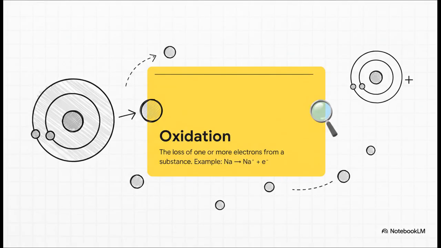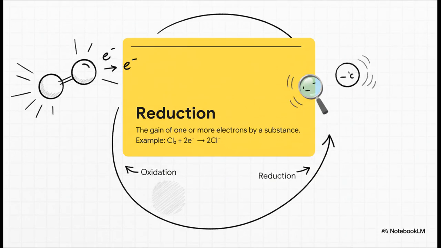All right, let's break that down. Oxidation, the loss of electrons. A perfect example is a sodium atom. It's got that one lonely electron in its outer shell that it's just dying to get rid of. When it loses that electron, it becomes a positive sodium ion. It has lost an electron, so it has been oxidized. Simple. And reduction, you guessed it, is the exact opposite. It's the gain of electrons. A chlorine molecule is more than happy to snatch up a couple of electrons and become negative chloride ions. It gained electrons, so we say it has been reduced.